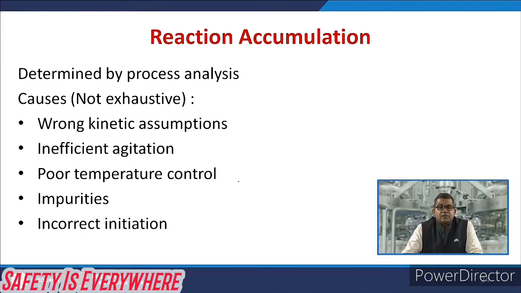Sometimes it may be attributed to inefficient agitation, because in agitation sometimes the particles may get deposited over the impellers, etc. If you are using those impellers, then the rate of agitation may go on decreasing, and that may be problematic and attributed to the reaction accumulation. Sometimes poor temperature control may lead to reaction accumulation. Sometimes impurity is attributed to the reactant, and sometimes the non-intermittent removal of those impurities from the reaction mass may create the problem of reaction accumulation.